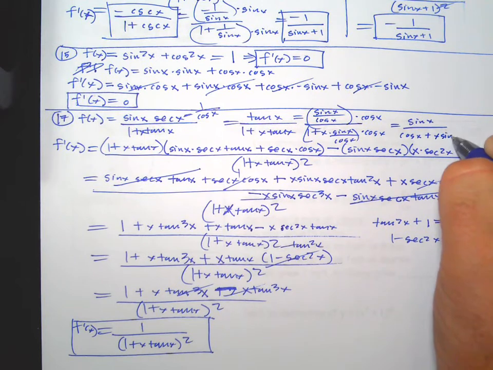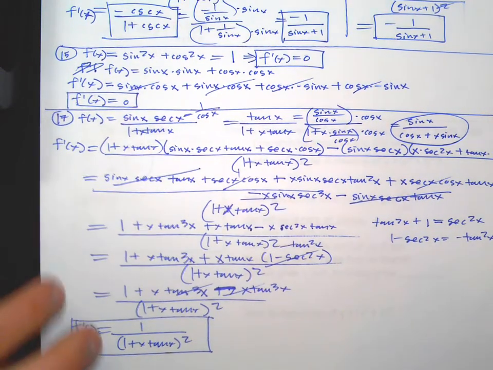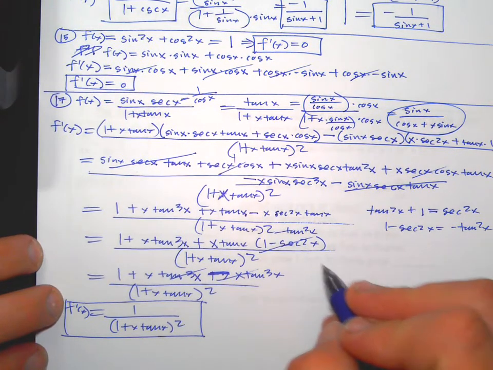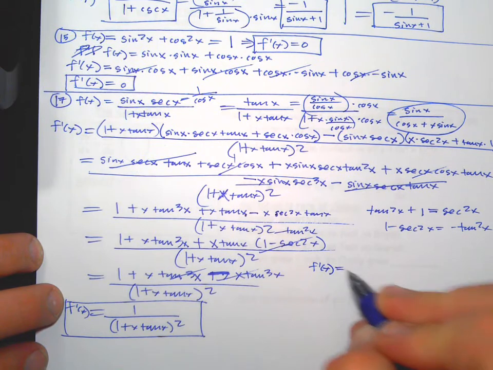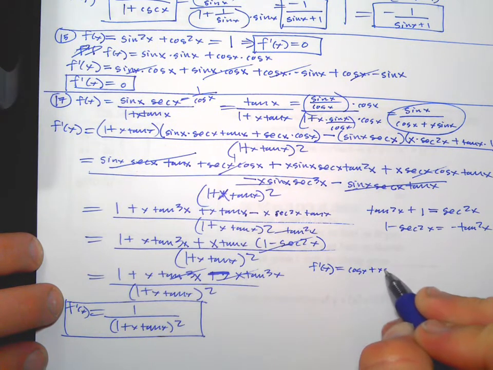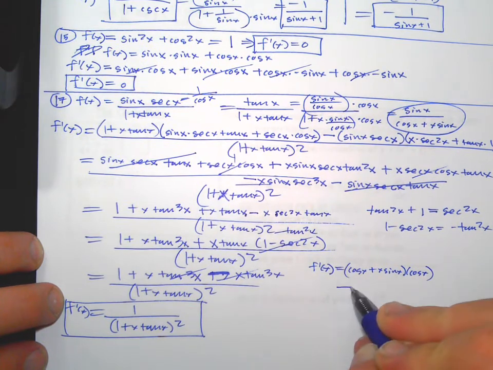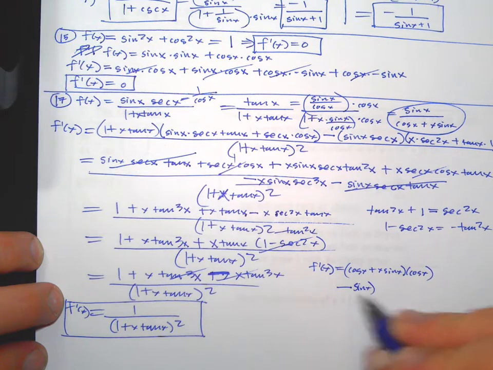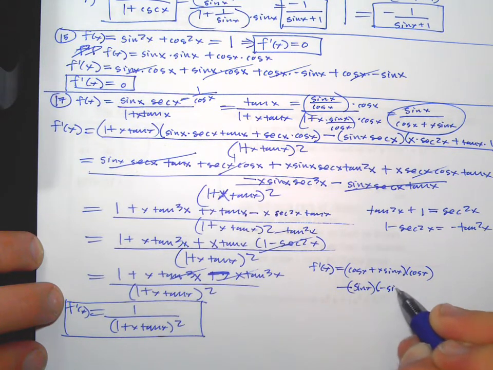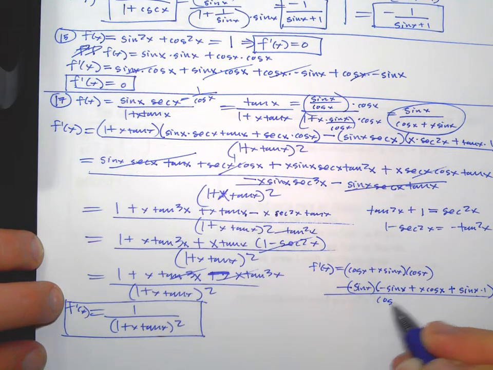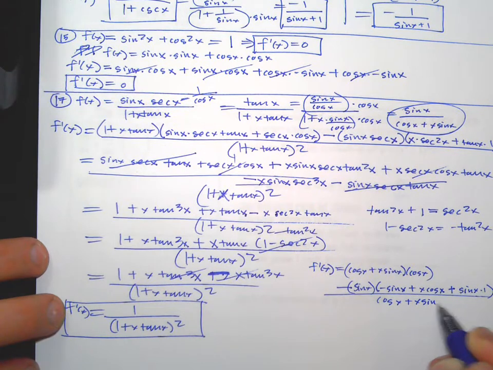I mean, I don't know. It seems a little better. I'll give you did that one. But if you did it that way, we do low d high minus high d low, all over low squared.